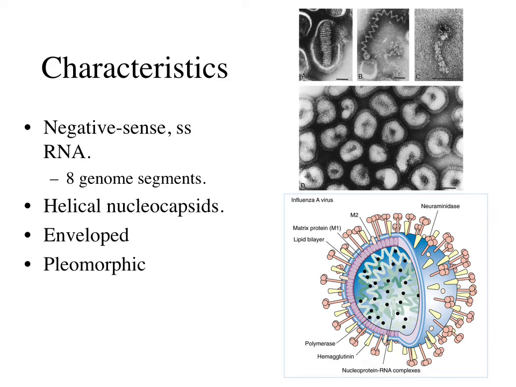Beneath the envelope membrane is a viral protein called M1, or matrix protein. This protein gives strength and rigidity to the lipid envelope. Within the interior of the virion are the viral RNAs, 8 of them. These are the genetic material of the virus, and they each code for 1 or 2 proteins.